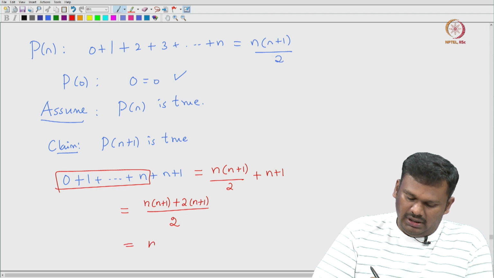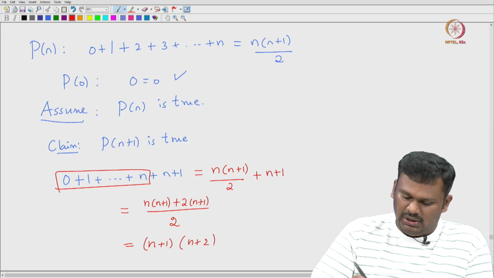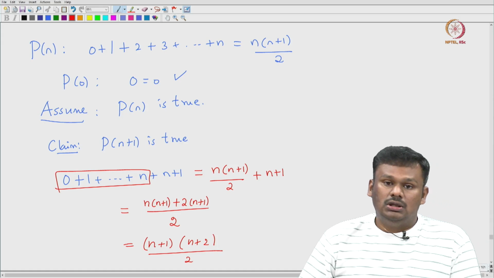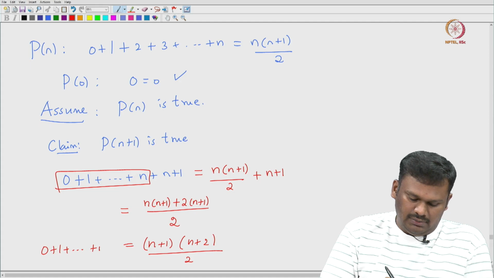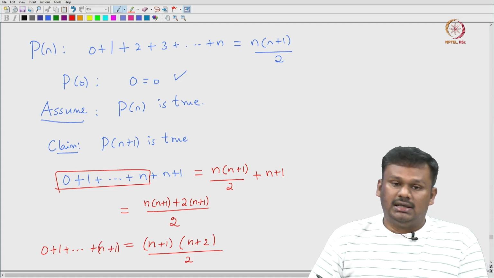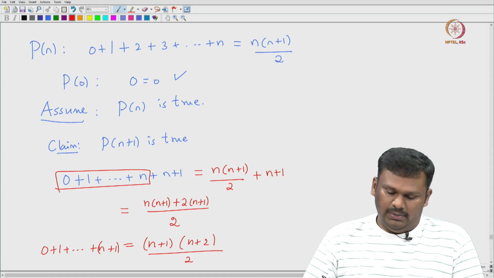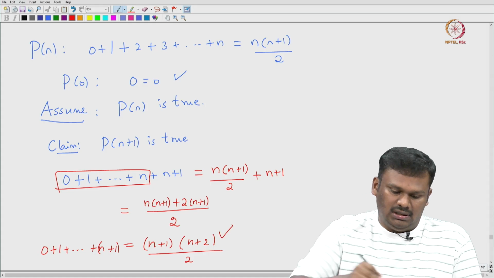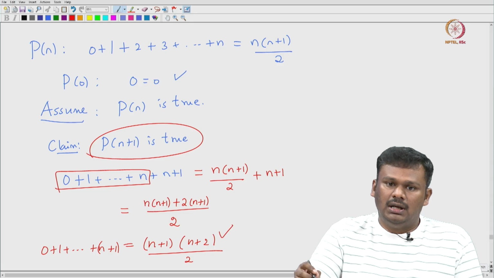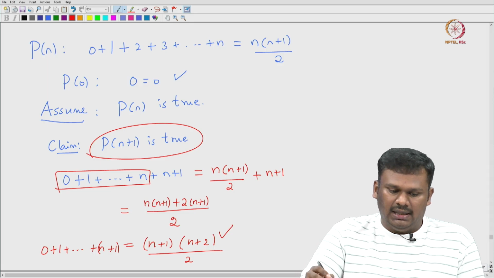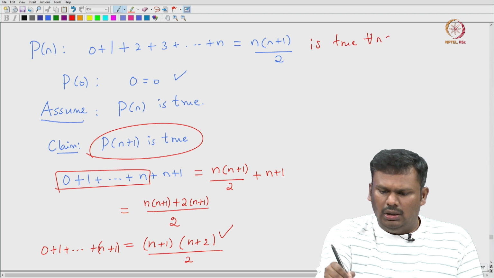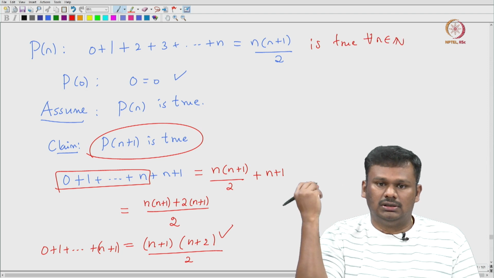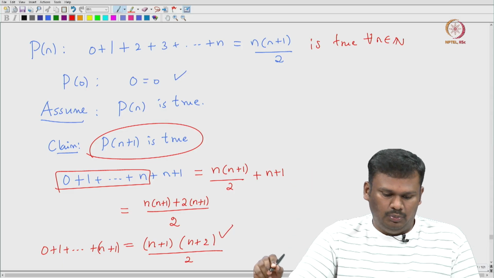So, now what can we do? We can take n plus 1 common. So, then it becomes n plus 1 times n plus 2 divided by 2. So, now it is clear that 0 plus 1 plus etcetera plus n plus 1 is given by exactly n plus 1 times n plus 2 divided by 2. So, that verifies that P of n plus 1 is true. So, now from mathematical induction we conclude that this is true for all n in N. Okay. So, this is how we indeed prove this result.